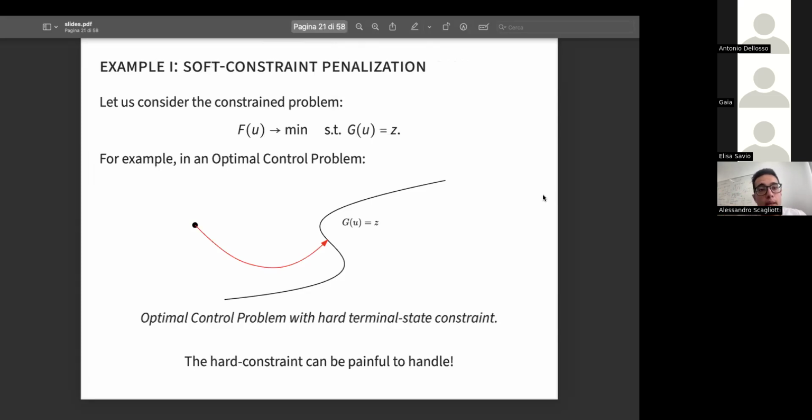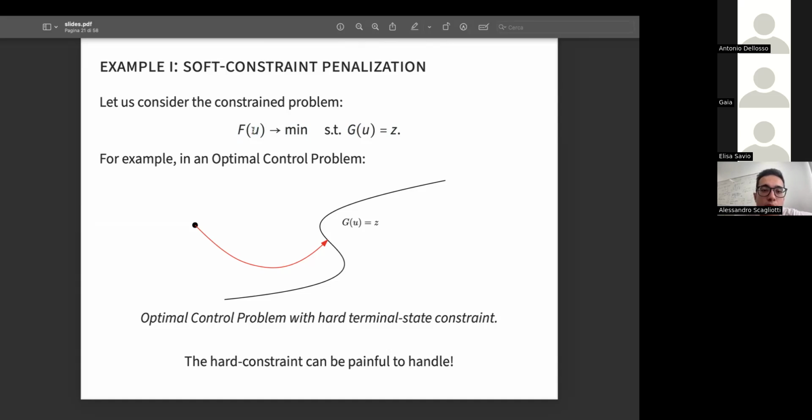Now, we can see some examples, some possible applications before passing through to the extensions. So during my PhD, I mostly worked on optimal control problems. So the first example I could come up with is a constrained optimization problem inspired by optimal control. Let's imagine that we want to minimize a function f subject to the hard constraint that g of u must be equal to z.